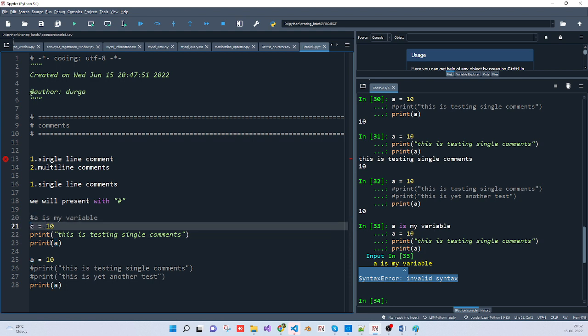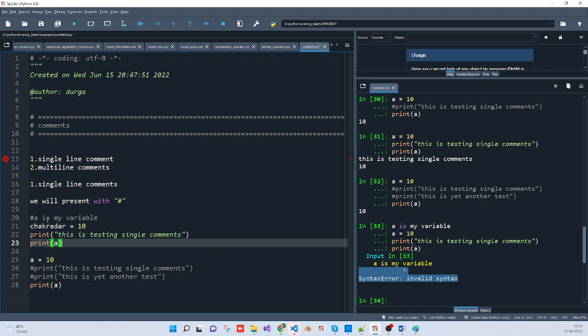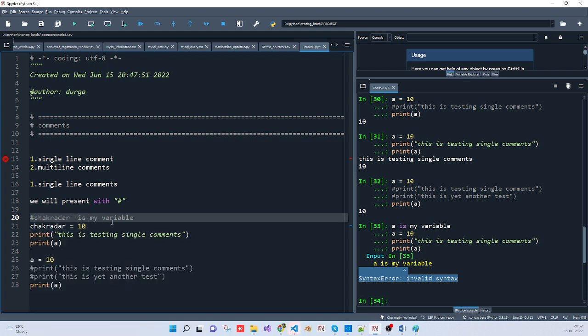Something like if you are writing Chakradhar, I am taking Chakradhar. The person reading this line, who is this Chakradhar? He is not aware. But if I tell him that Chakradhar is my variable, the opposite person will understand that he is naming a variable Chakradhar. Got it? So don't write like this, but still I am telling you what the use of comments is.